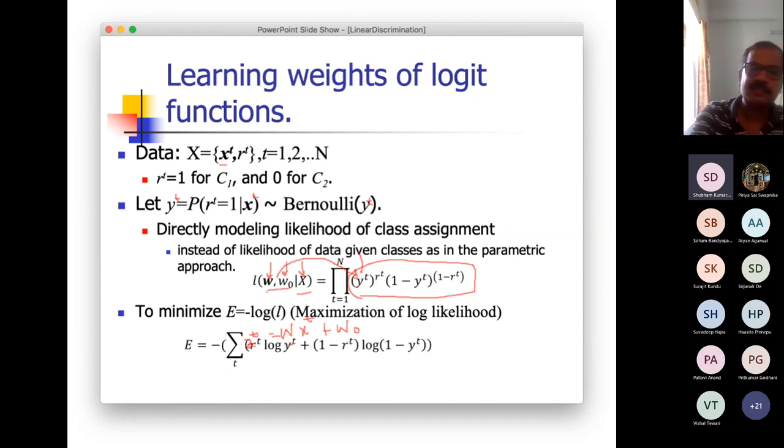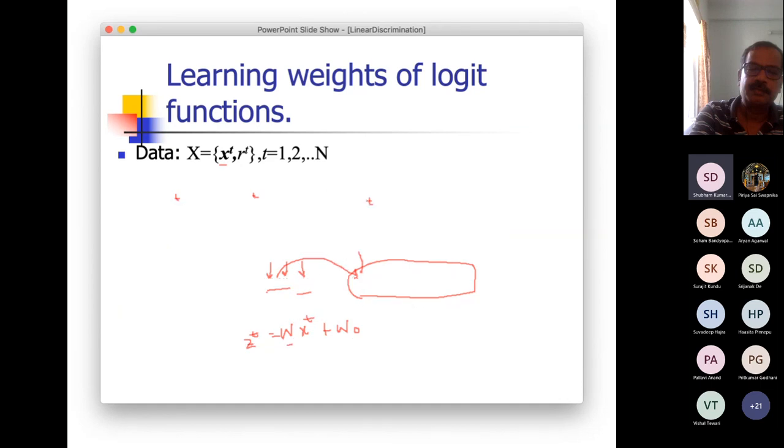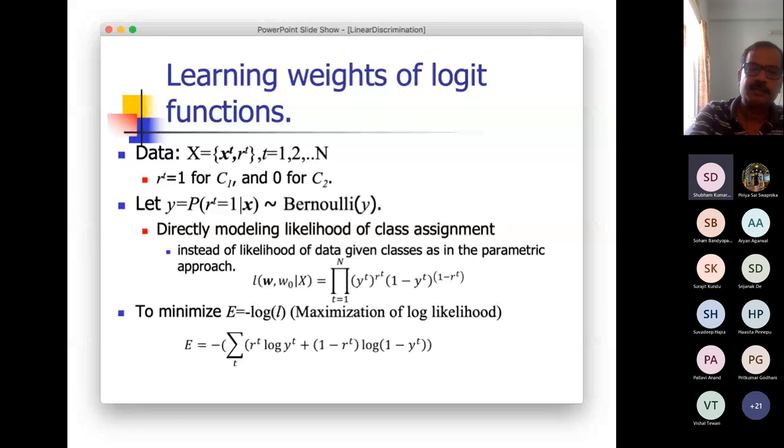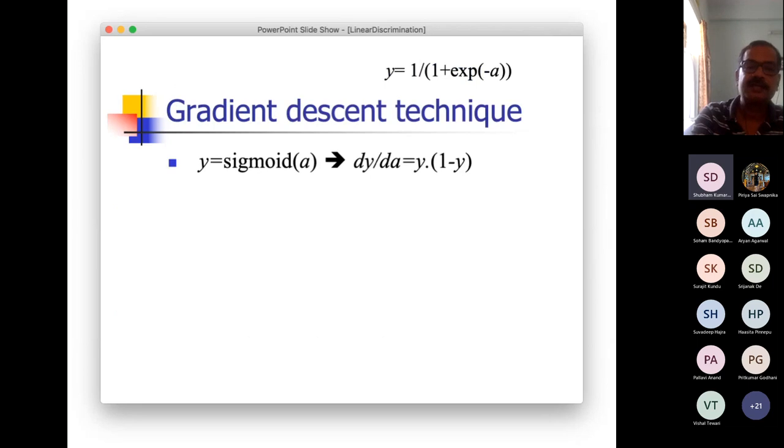So if I take the minus of this, just to make it clear in this diagram, you get this expression. So finally, this is the objective function. Choose the w and w naught which will minimize this E. Now, y is computed from w and w naught. So iteratively you can do this, and you can apply the gradient descent method.